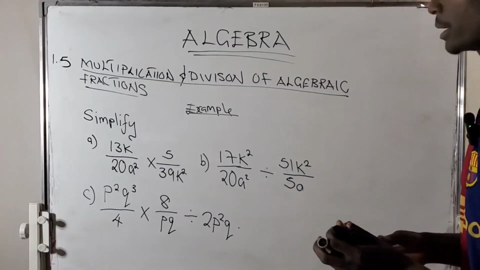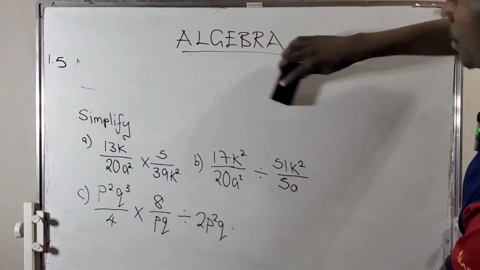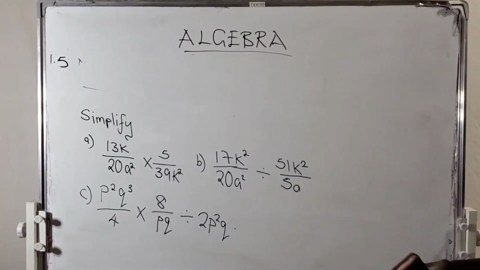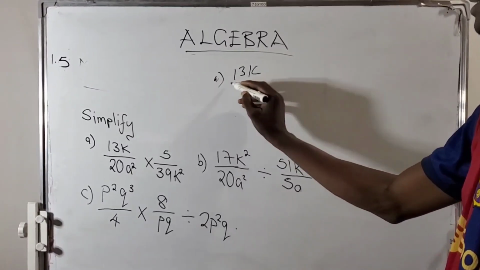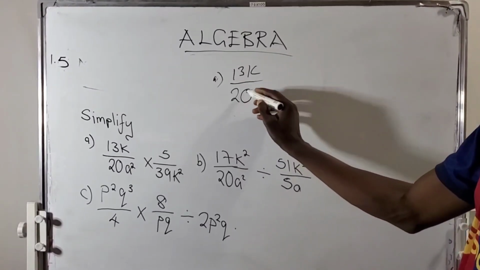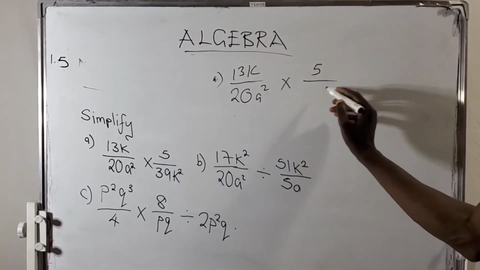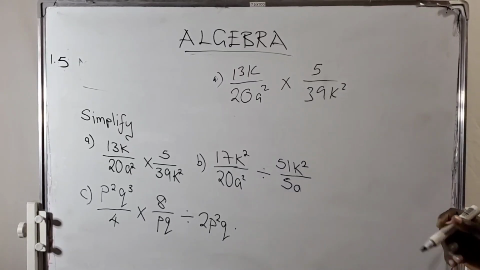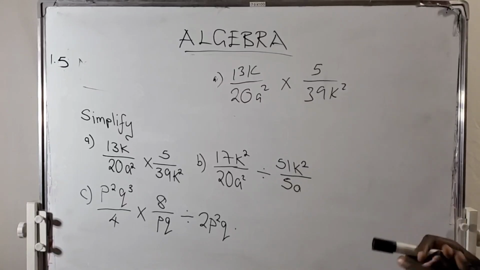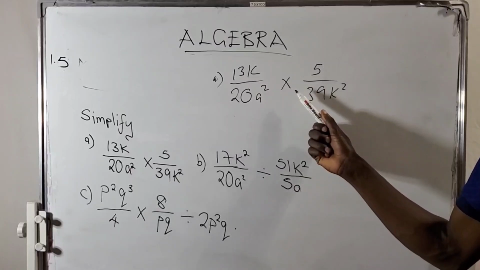Let's start with the first one. Let me just create space here. As you can see, the first one is 13k divided by 20a squared multiplied by 5 over 39k squared. Now the first thing you should know before you do anything here is whether it is a division or a multiplication.